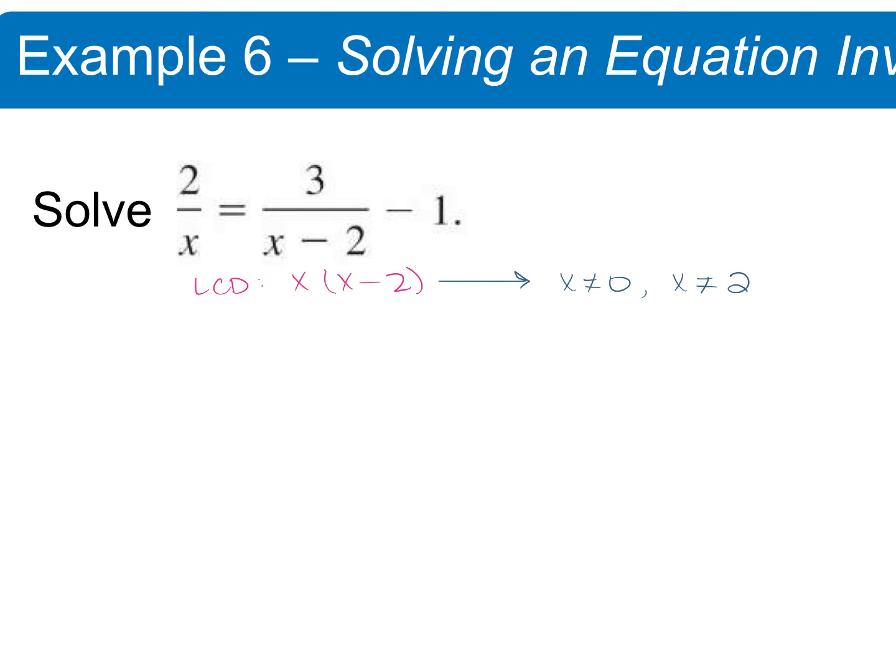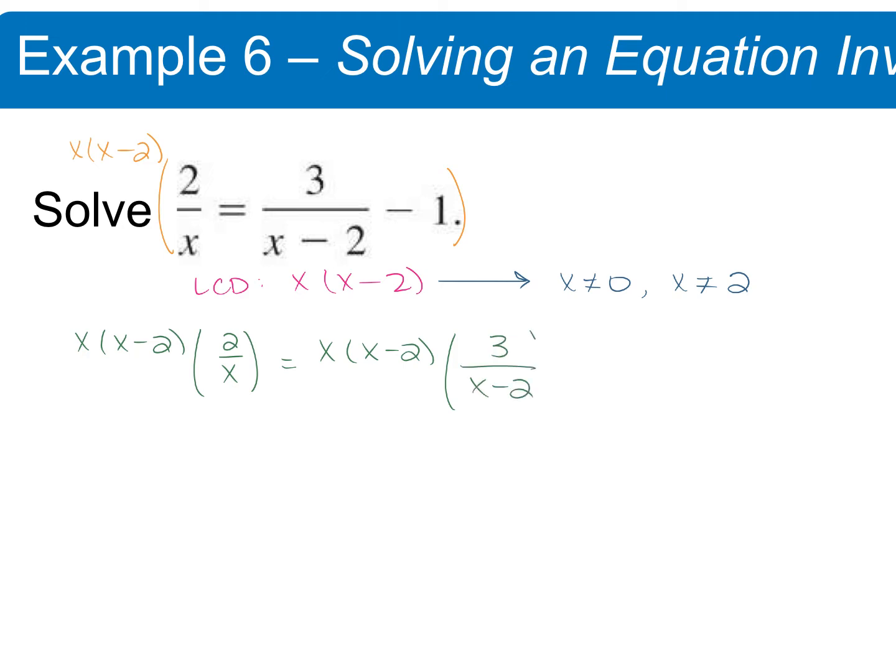So what we're going to do from here is multiply everything within that equation by x times x minus 2. So that means we are going to do x times x minus 2 times 2 over x is equal to x times x minus 2 times 3 over x minus 2 minus 1 times x minus 2.